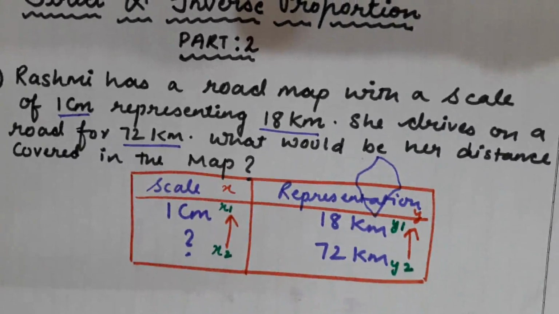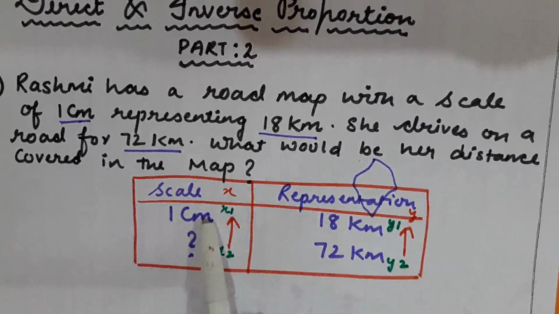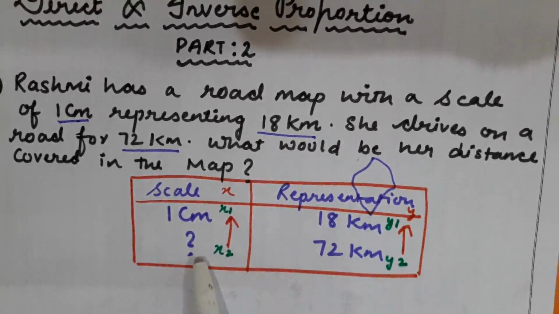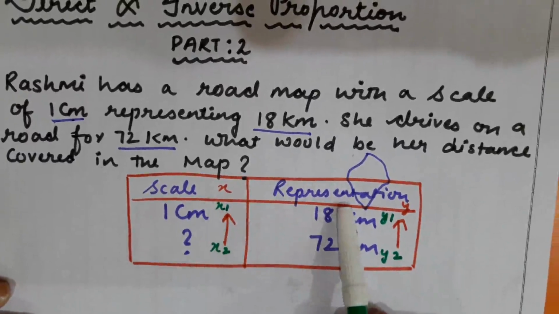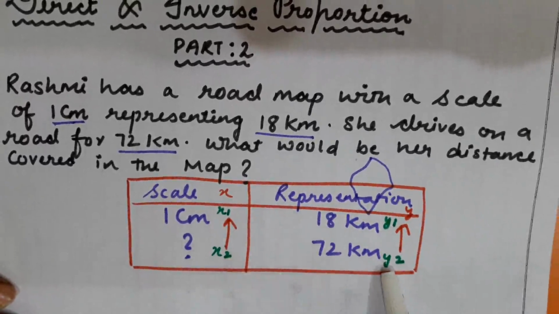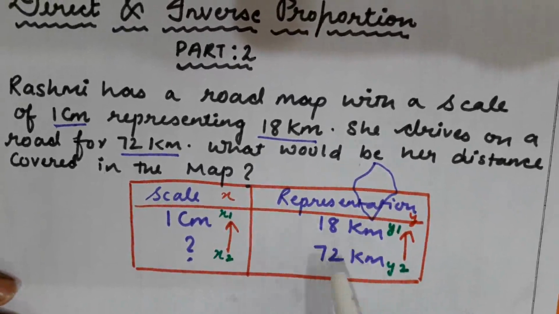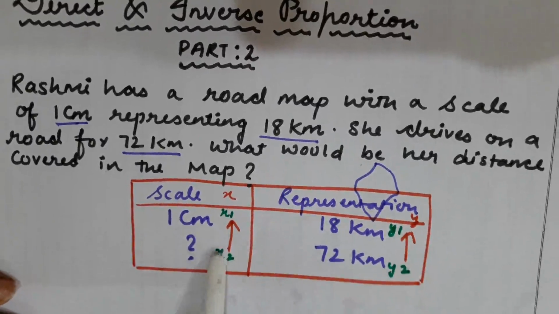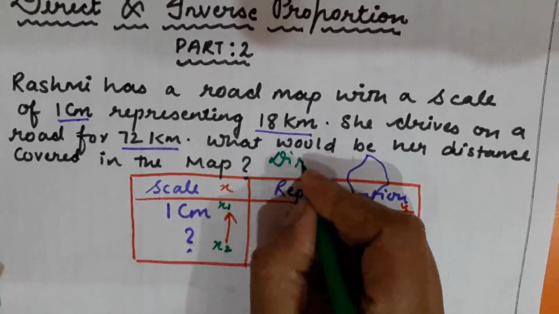I've already made this table. One is scale, another is representation. So 1 centimeter is representing 18 kilometers, and for 72 kilometers we need to find how many centimeters it will be. Okay, so let scale be x, representation be y. So this will be your x1, this will be your y1, x2, y2. Now see, initially the distance was 18 kilometers, now the distance is 72 kilometers. It means your distance is increasing, so your centimeters should also increase. So this is a question of direct proportion.